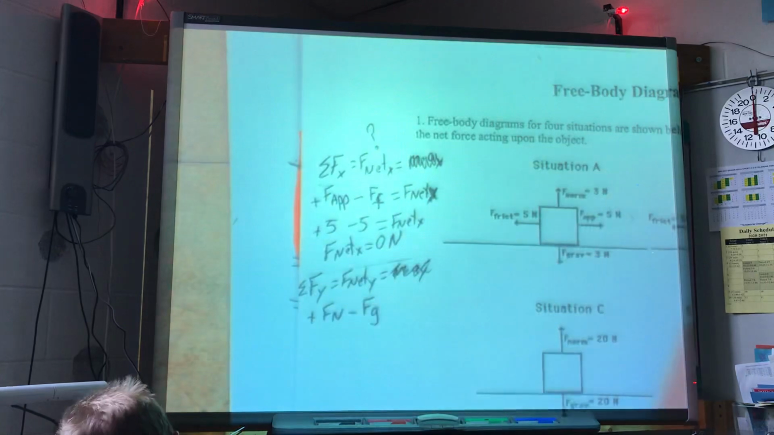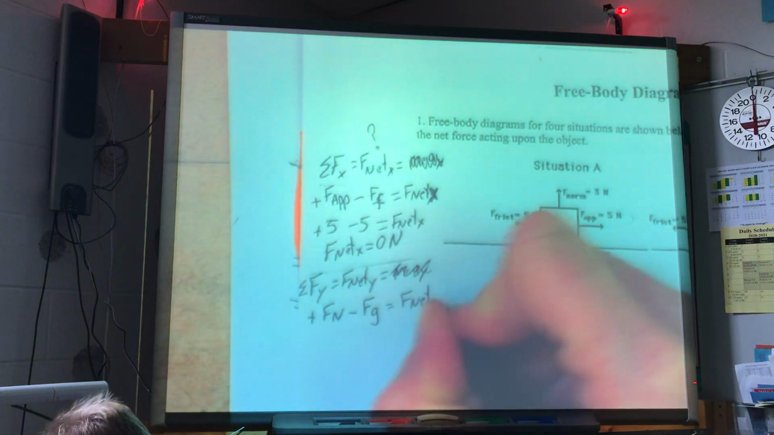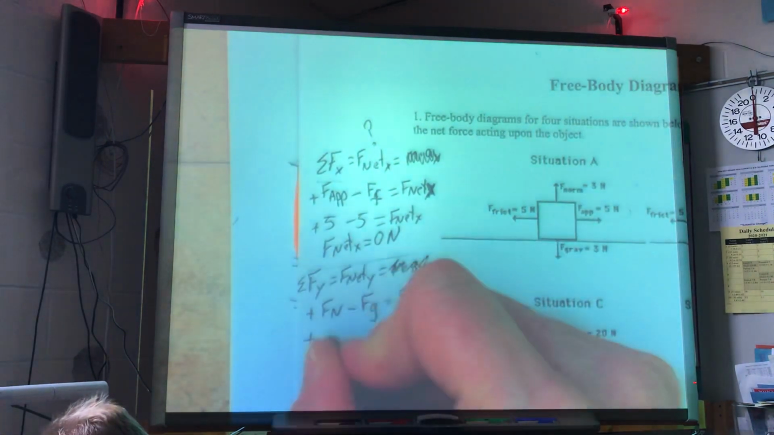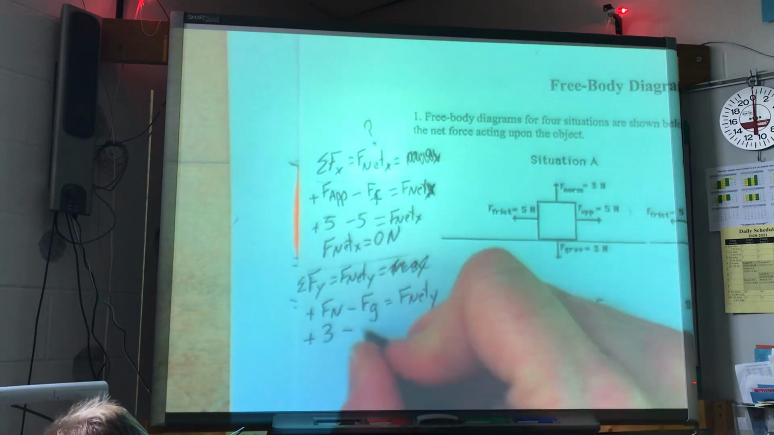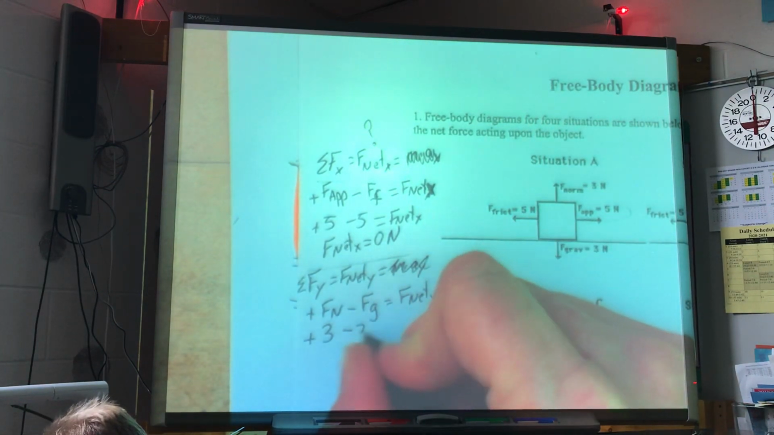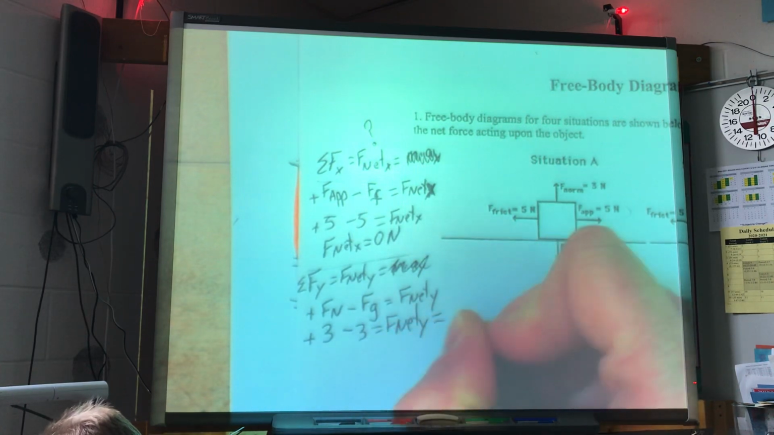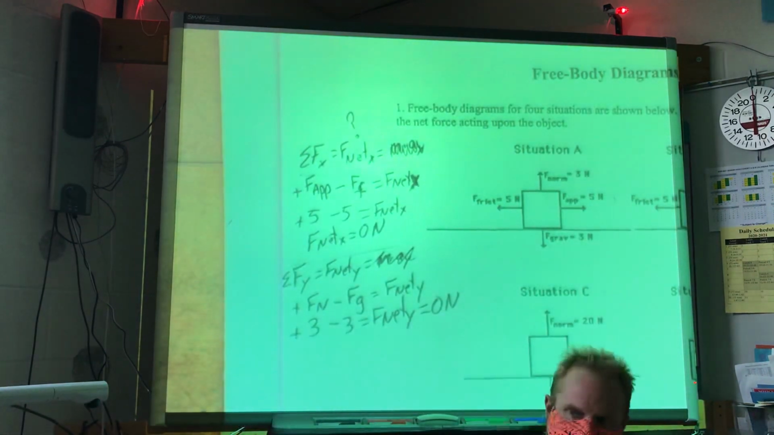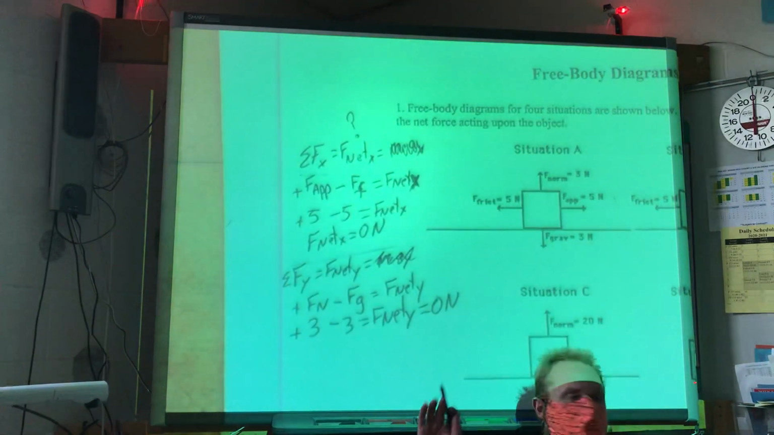I don't really care about the mass times acceleration because what I'm trying to determine is my F net in the y direction. My normal force has a value of 3, so I add the 3. My gravitational force has a value of 3, so I subtract that 3, which means my F net in the y direction has a value of 0 newtons. And you say, well, I could have told you that a long time ago. Yes, I know. The intent is, this is the process.